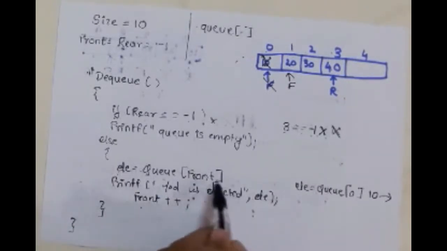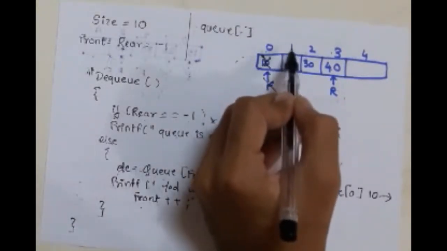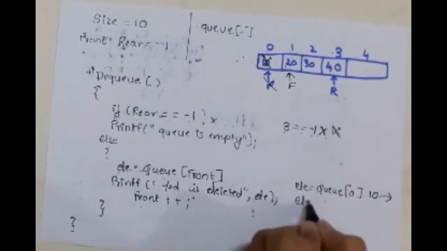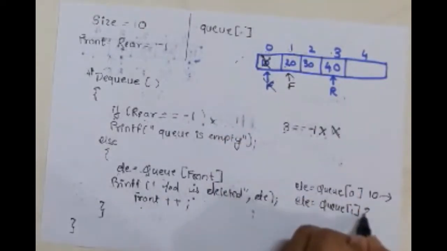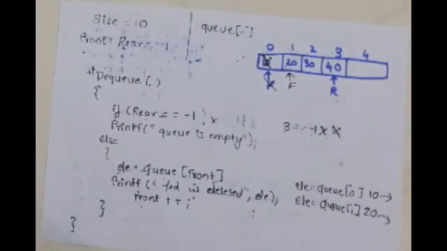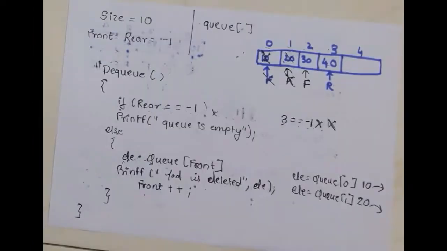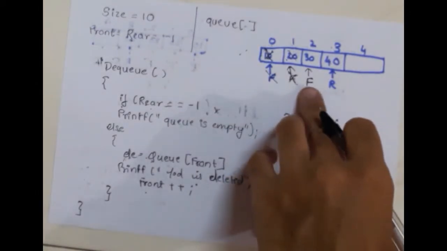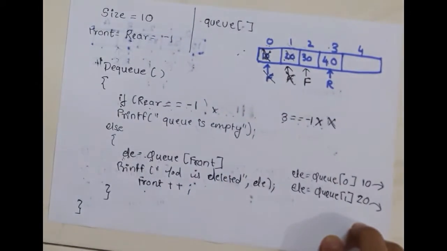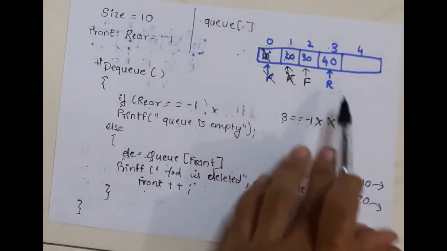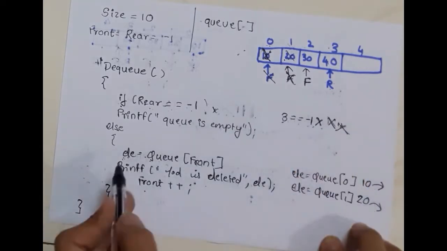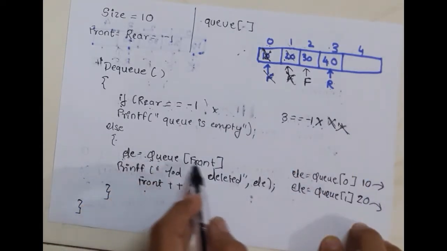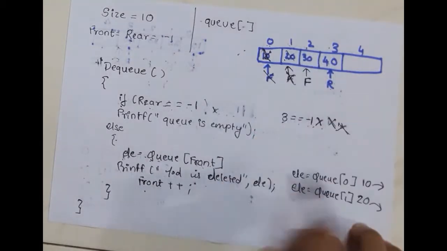Element equals Q of front. Now the value of front is 1 and at position 1, 20 is present. So element equals Q of 1. At this position 20 is present, so 20 will be deleted from the Q. After deletion, front will be incremented. Now the value of front will be 2, so now front will be pointing here. Again we'll check the condition. Rear is constant, so 3 equals minus 1? No. Condition not satisfied. Again it will enter into the else part. Element equals Q of front. Front is at this position, so Q of 2.